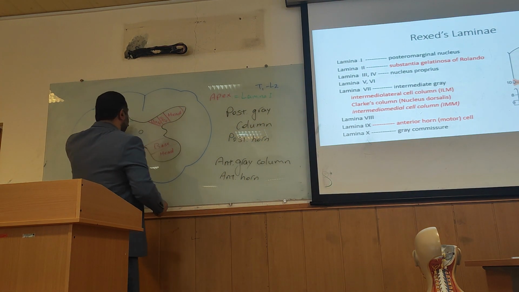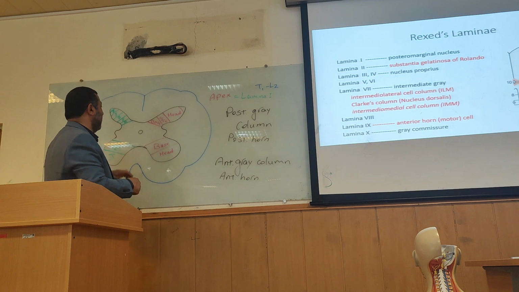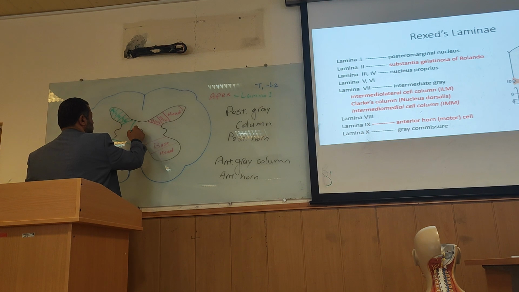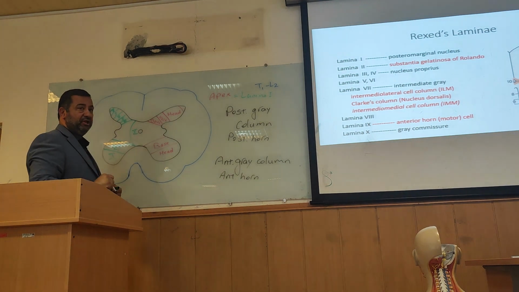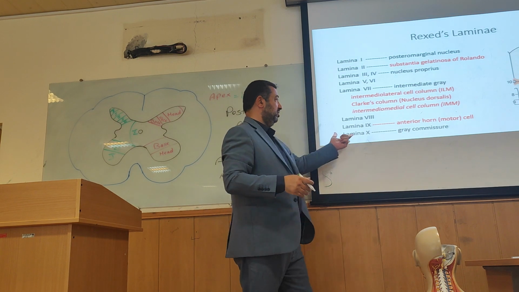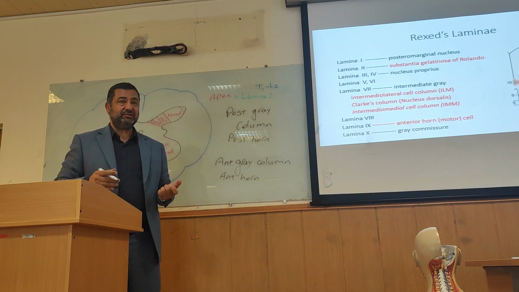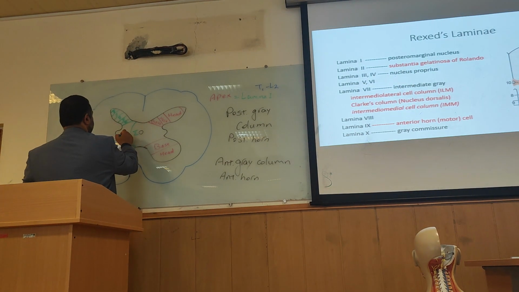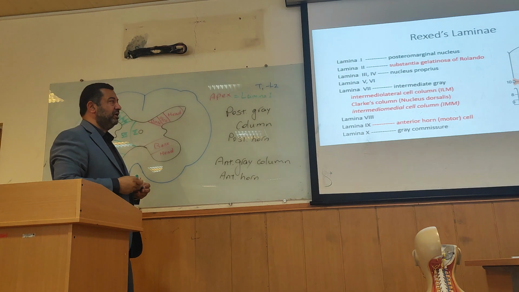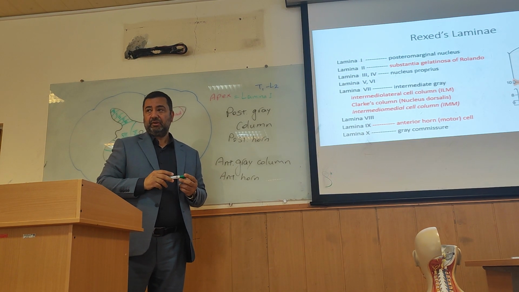In the intermediate gray column, there is lamina 7. And around the central canal here, there is lamina 10. Lamina 10 or substantia gelatinosa centralis. Here is lamina 7. Intermediate gray column is lamina 7. Okay?